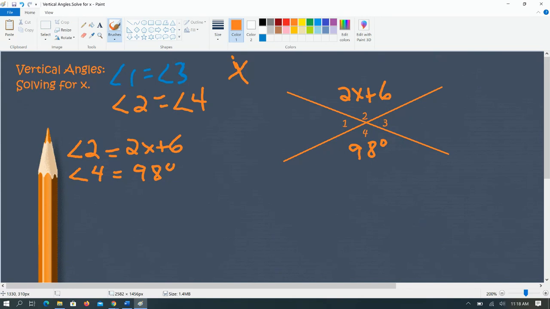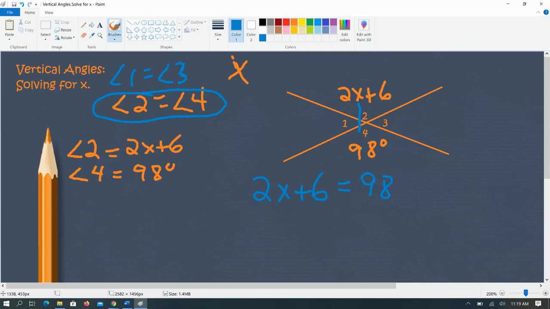So for this one, if I'm going to work this out, I need to remind myself that, and we wrote it up here, right? Angle 2 is equal to angle 4. So we need to write an equation setting those two things up equal to each other. So these two things right here. So my equation is going to look like this. So 2x plus 6 is equal to that 98 degrees.